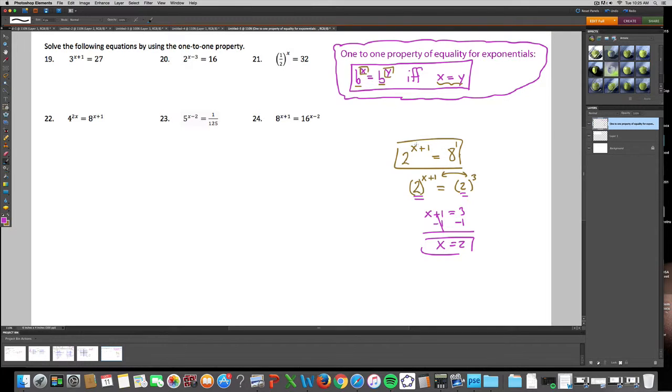And this is very easy to check, as a matter of fact. We could always just go put our 2 back in for our x up here. What we end up with is 2 to the 2 plus 1, which is 2 to the 3, which really comes out to be 8. And 2 to the third is definitely 8.